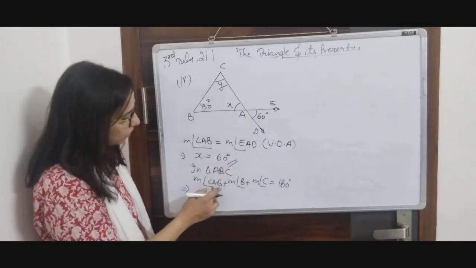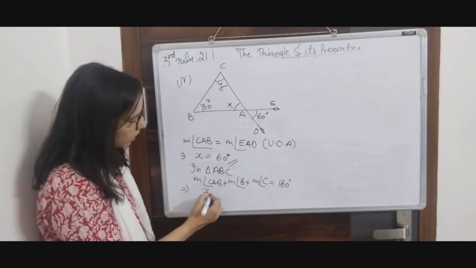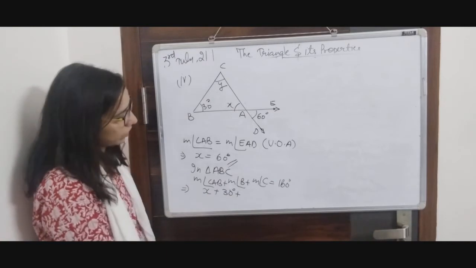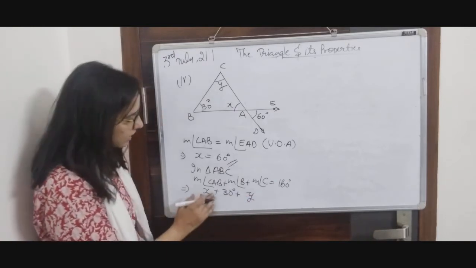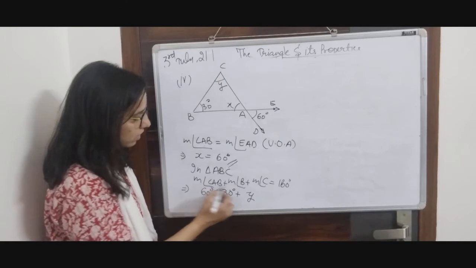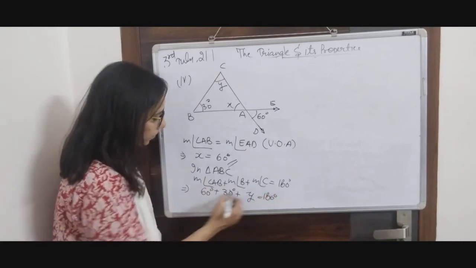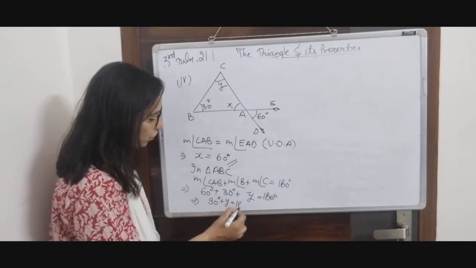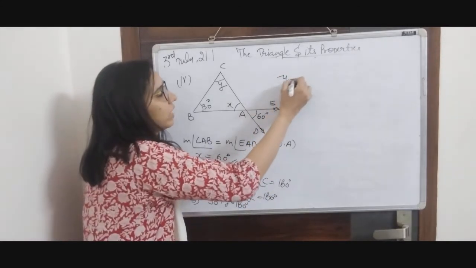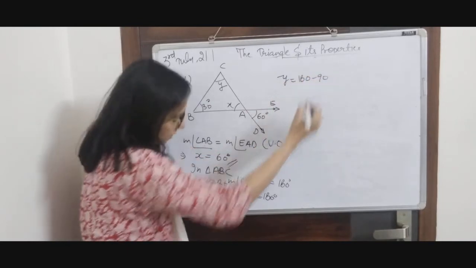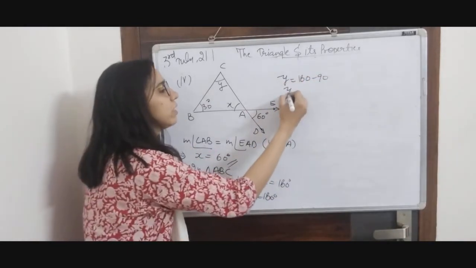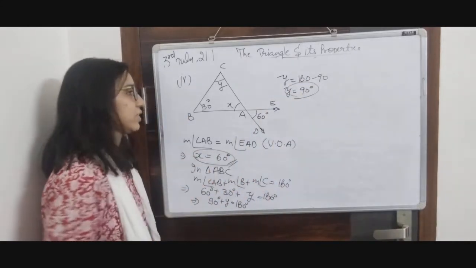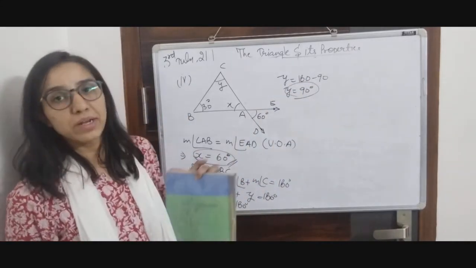So angle CAB is your x, B is your 30 degree, and your C is y. Your x is 60 degree, so we can write 60 here, is equal to 180 degree. 30 plus 60 is 90, 90 degree plus y is equal to 180 degree. Implies you can find out y, which will be 180 minus 90, which will be 90 degree. So your y is 90 and your x is 60 degree. This was your part number 4.